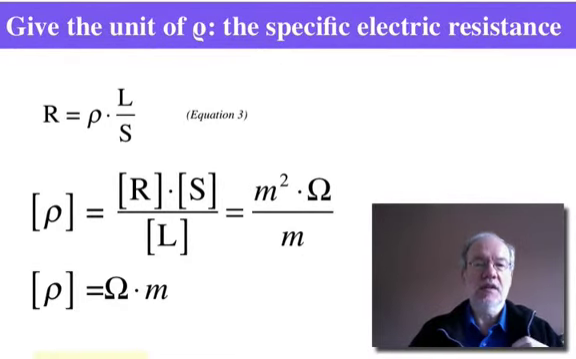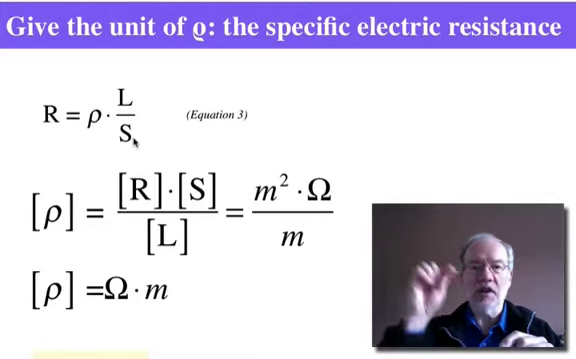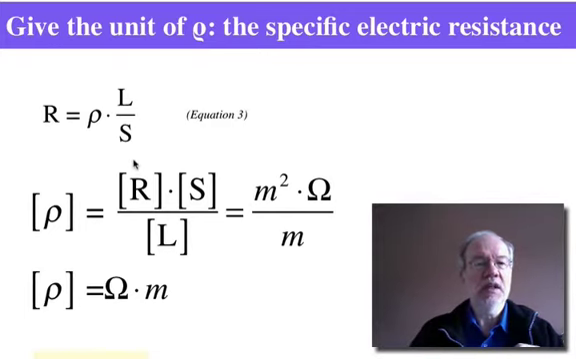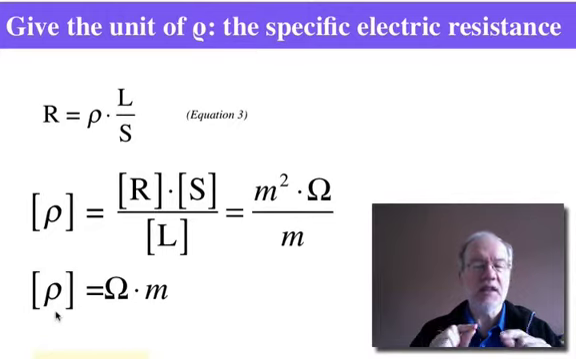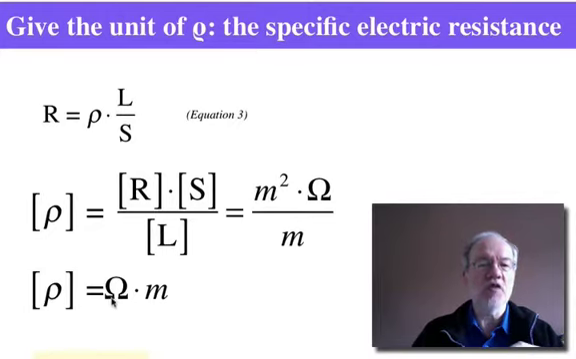The unit: we use the first equation in the context. The resistance, you see the specific electricity resistance, the length, and the area, the surface of a conductor. You rearrange and you obtain the specific electricity resistance in ohm meter.